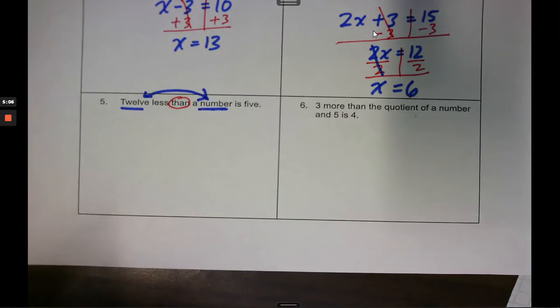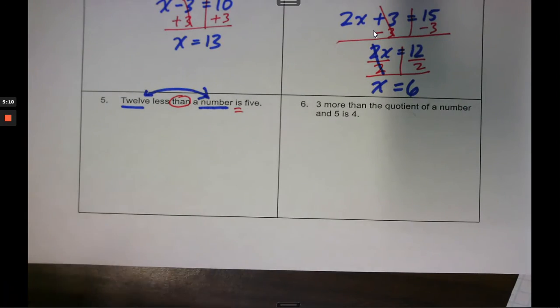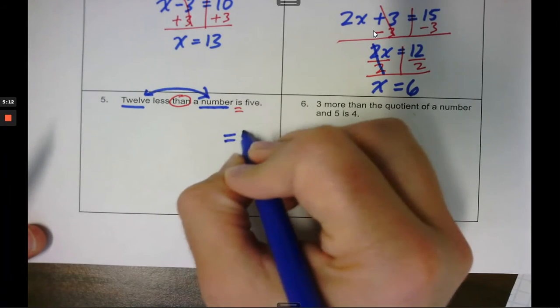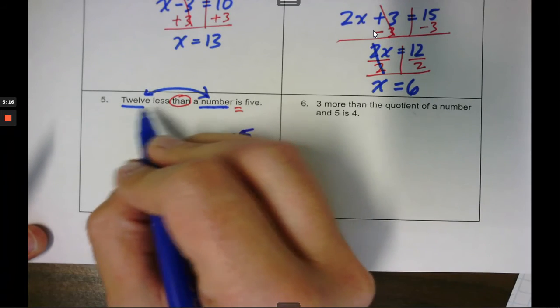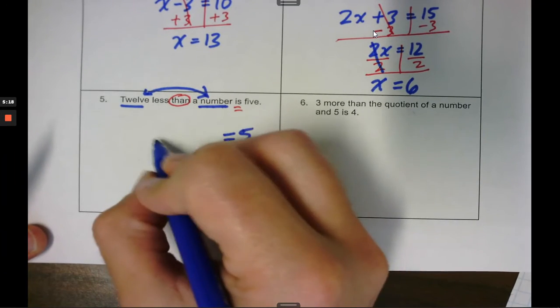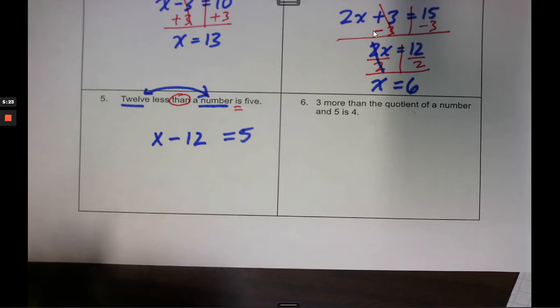Okay? It does not, however, affect the "is 5" part. Okay, that still comes down on the end. So something equals 5. Well, what does equal 5? A number minus 12, because we had that turnaround word. So x minus 12 would be my equation.